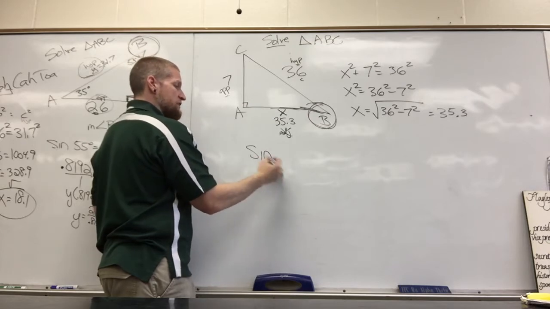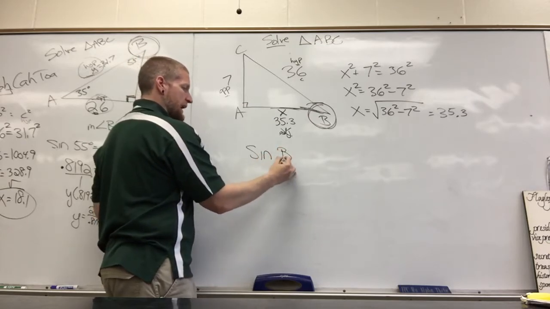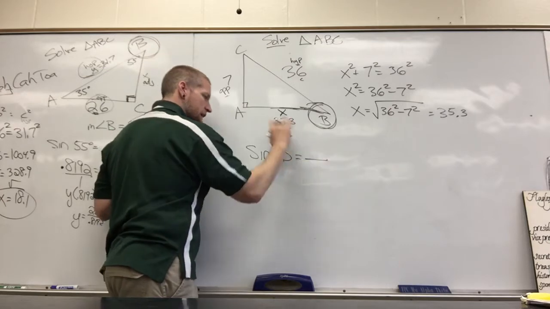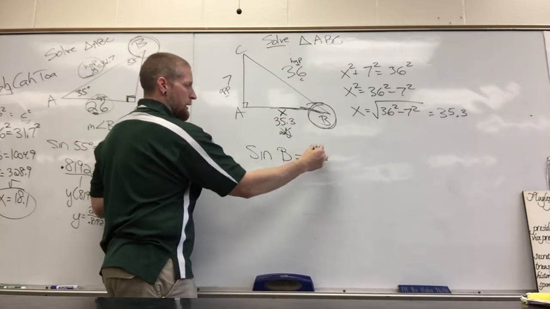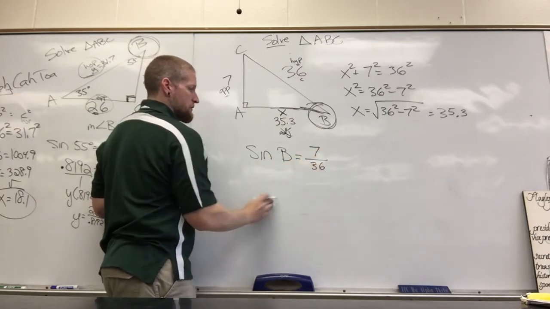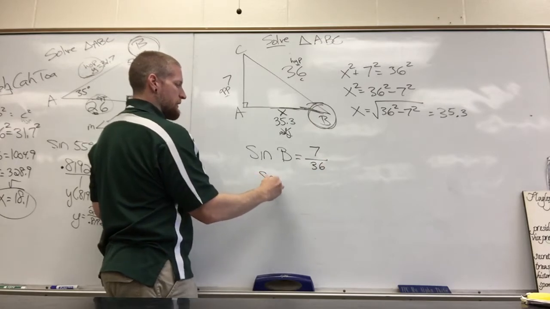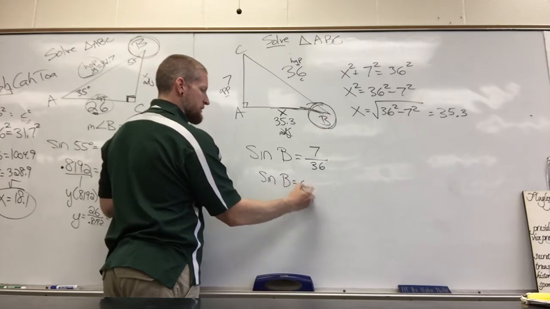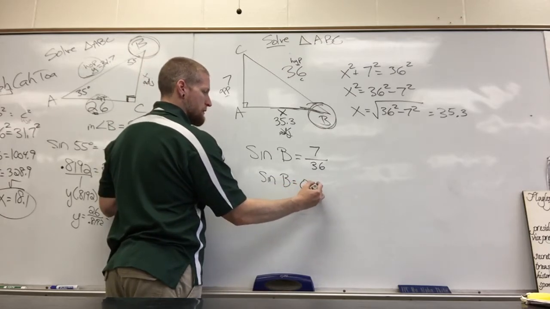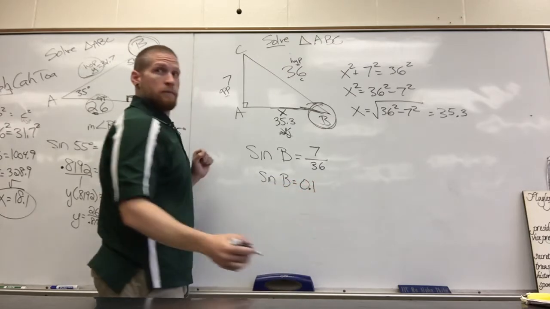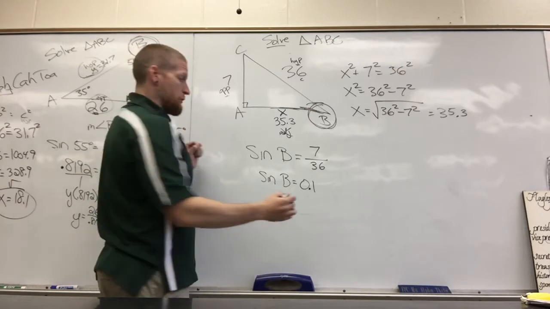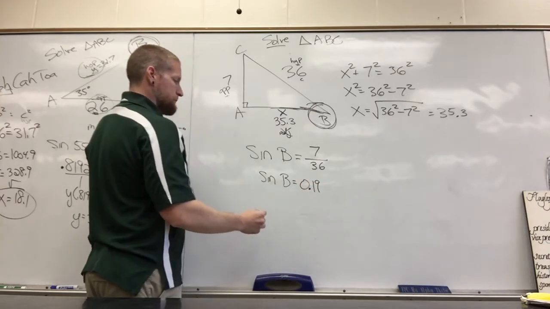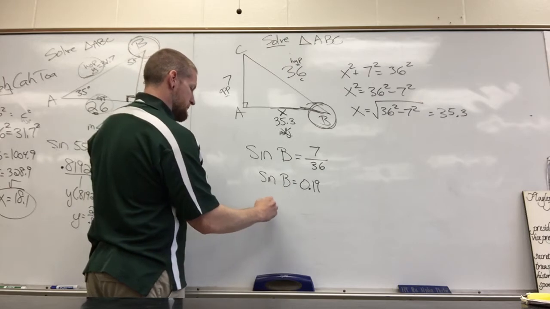The way you write sine, it's always sine, then the angle you're trying to find, and then on the other side you write the actual ratio. So opposite over hypotenuse, 7/36. So again, I would say make this a decimal. What's 7 divided by 36? 0.19. So this is 0.19, yeah. Can you just say 0.2?